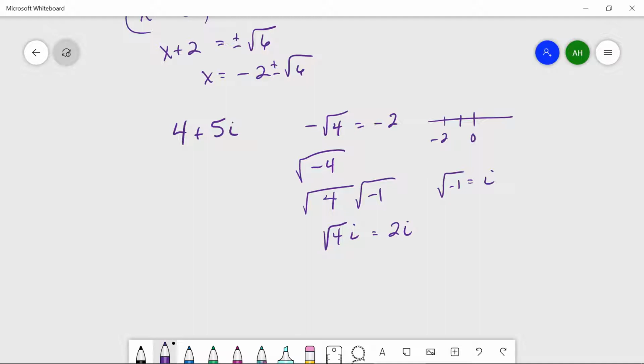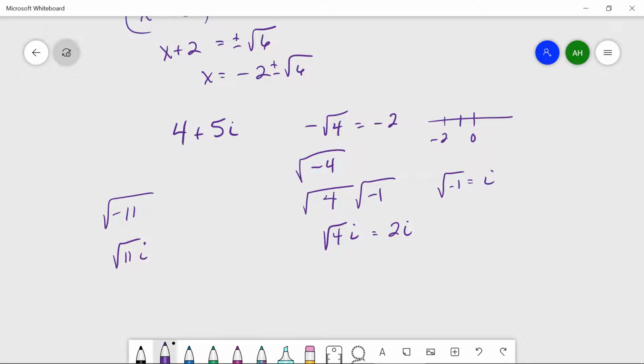So if I've got the square root of negative 15, or say the square root of negative 11, because that's what I wound up writing, we would write this as the square root of 11 i. And that i is not under the square root sign. All right?